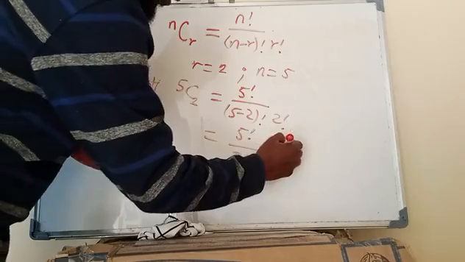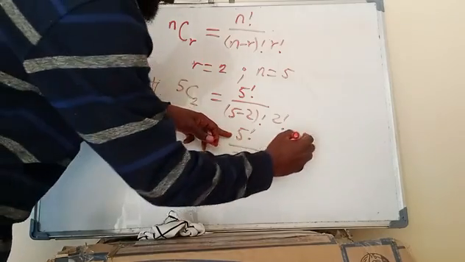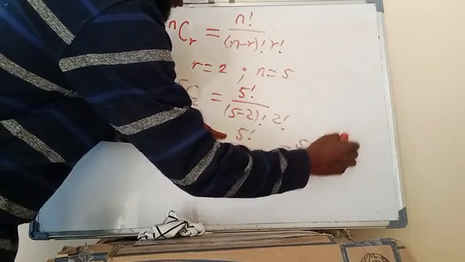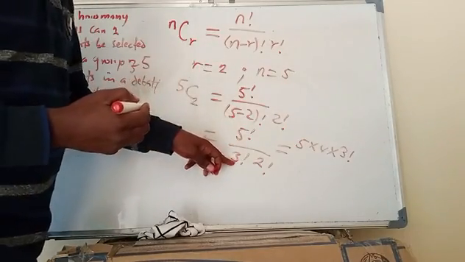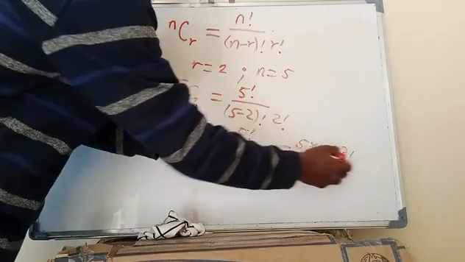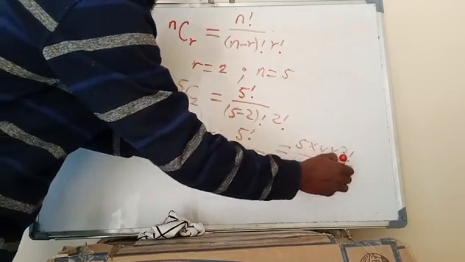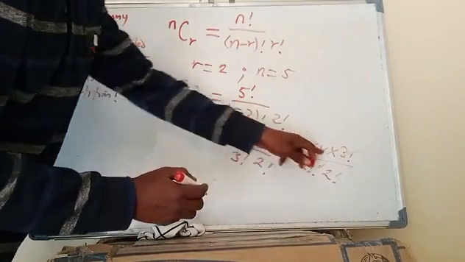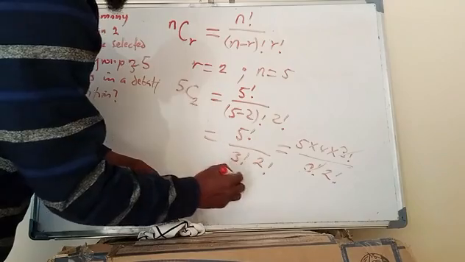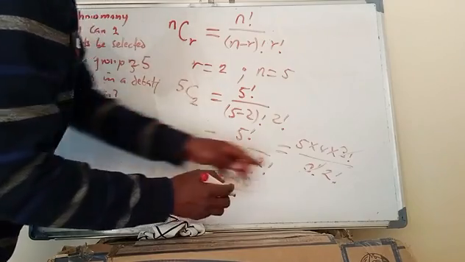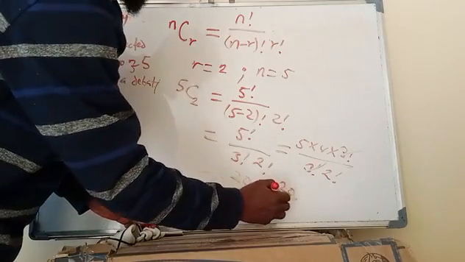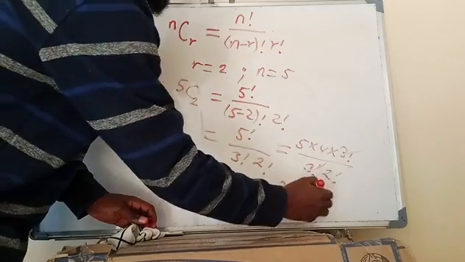So we can go further to evaluate. We know that 5 factorial is 5 multiplied by 4 multiplied by 3 up till 1, but we can stop at 3 factorial for us to be able to cancel it out with this. So all over 3 factorial, 2 factorial. This cancels this, then we'll be left with 5 times 4, which is 20, all over 2 factorial, which is 2 times 1. So 20 over 2 gives us 10.